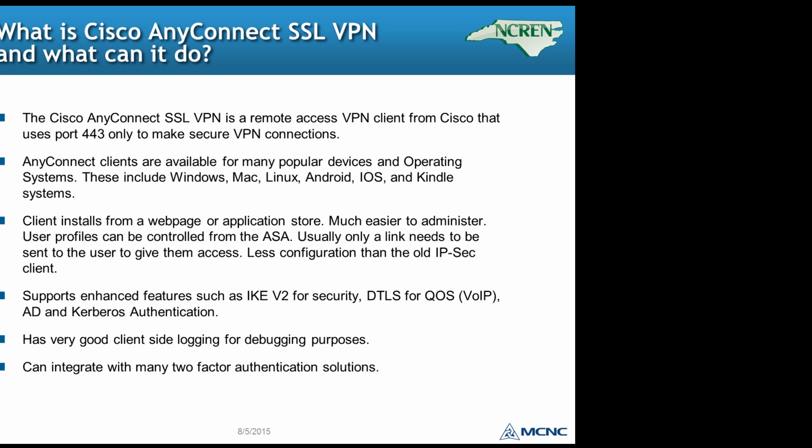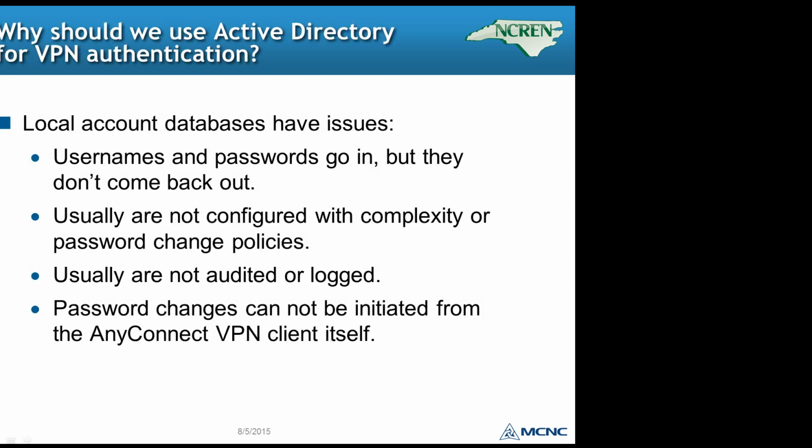So why should we use Active Directory, or for that matter any other type of authentication server for VPN authentication, whether that's RADIUS or AD or Kerberos? It's mostly because local accounts databases have issues. If you're like the vast bulk of folks who have the ITS ASA set up at your site, for the most part, if you have VPN configured, it's probably using a local accounts database there.